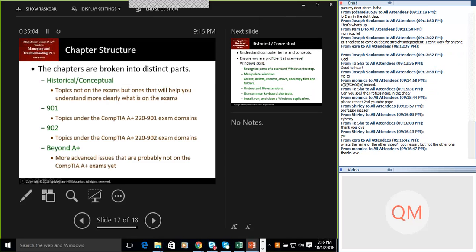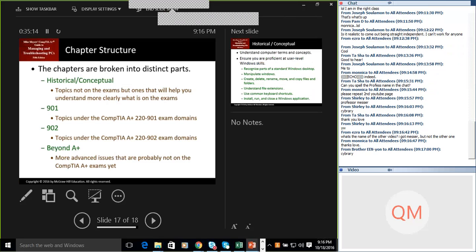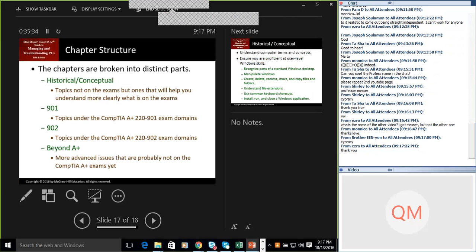Okay, so the chapters are broken into distinct parts, the historical and conceptual. These topics are not on the exams, but they're ones that will help you understand more clearly what is on the exam. So just background, historical, and conceptual information. 901, topics that are under the A+ 220-901 exam. 902, topics that are under the 902 exam domains. And then beyond A+ is more advanced issues that are probably not on the test yet, but they discuss it in these chapters.